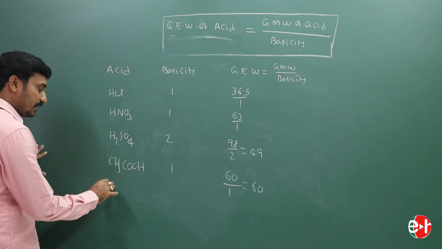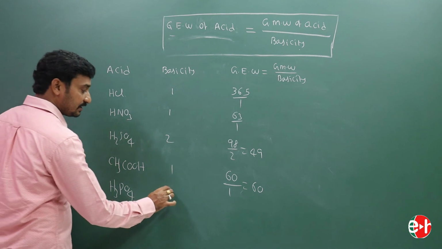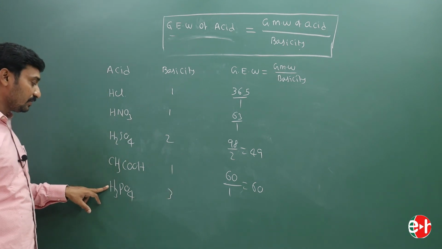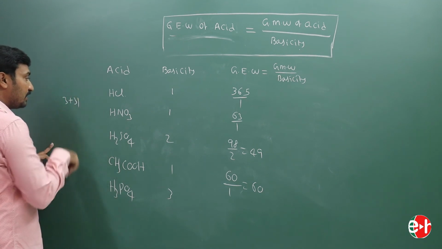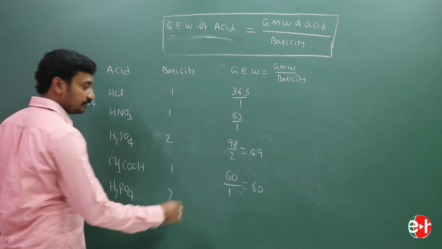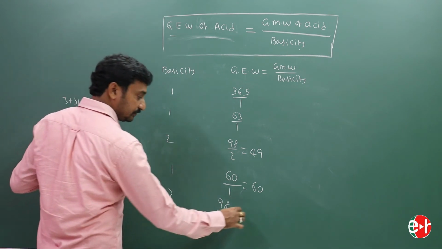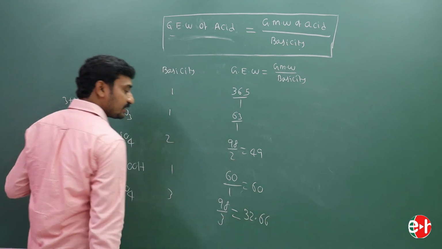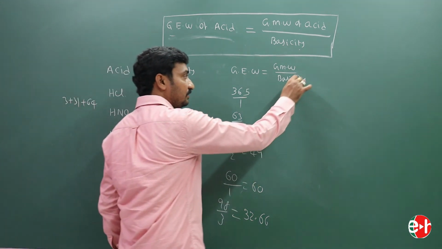Next, H3PO4, phosphoric acid, basicity 3. So the molecular weight of phosphoric acid: hydrogen 1 into 3 is 3, plus 31, plus 64, 98, by 3, that is equal to 32.66.